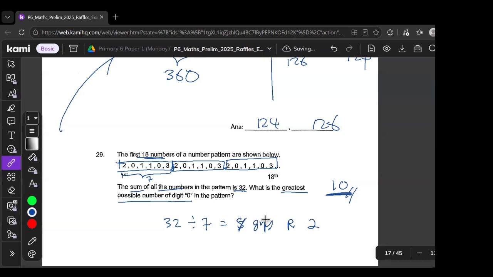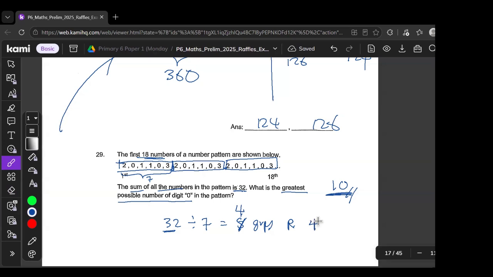Wait. Sorry, timetable not good. 32 divided by 7 is 4. Okay, 4 groups. And then what's the remainder? 32 minus 4 times 7, 28. The remainder is 4. Okay, so the remainder is 4.